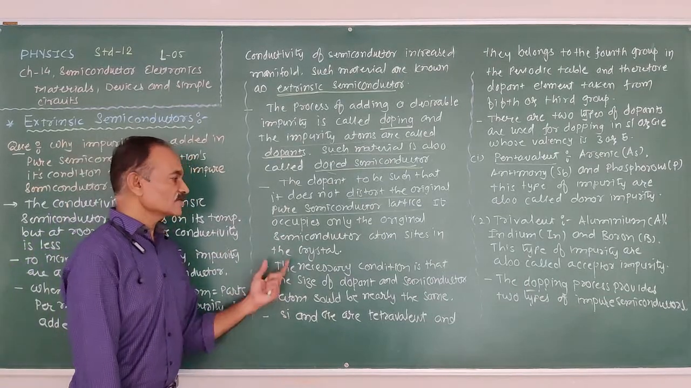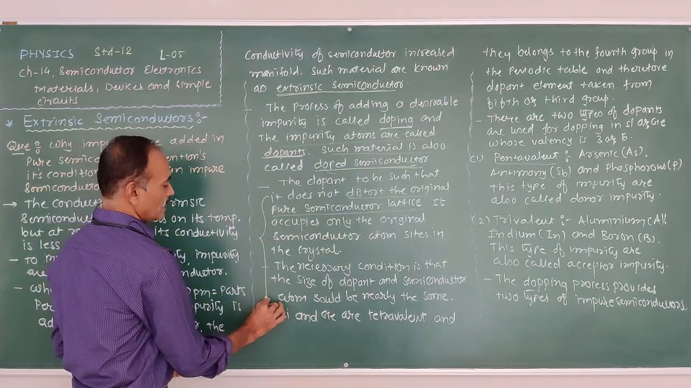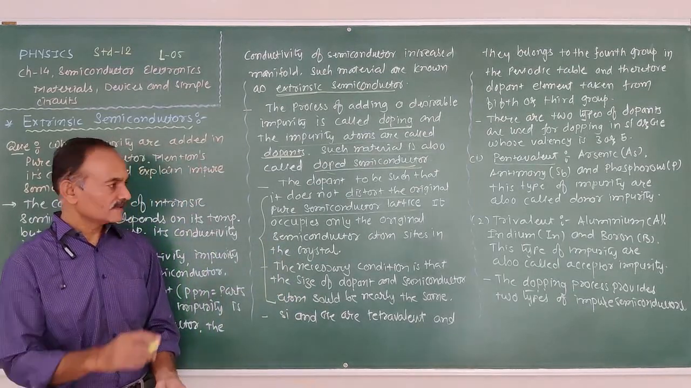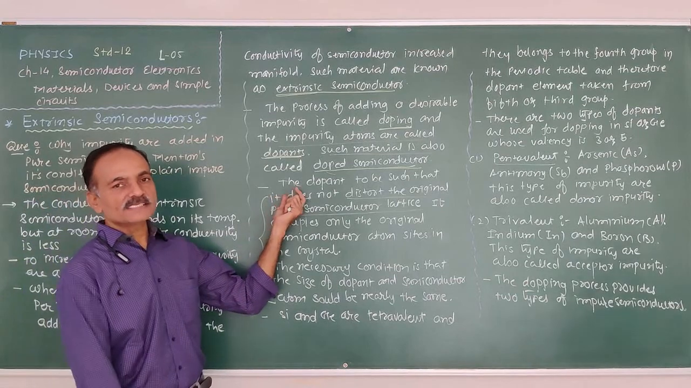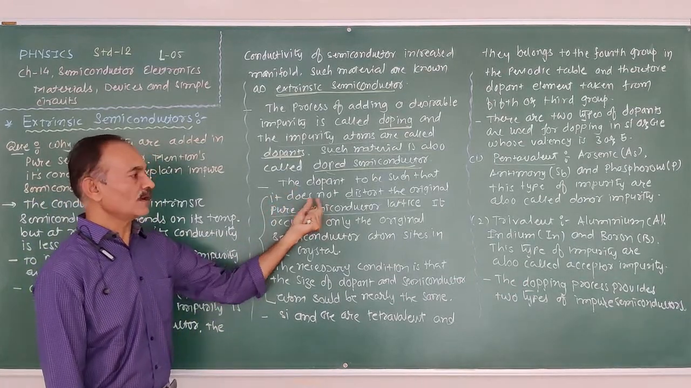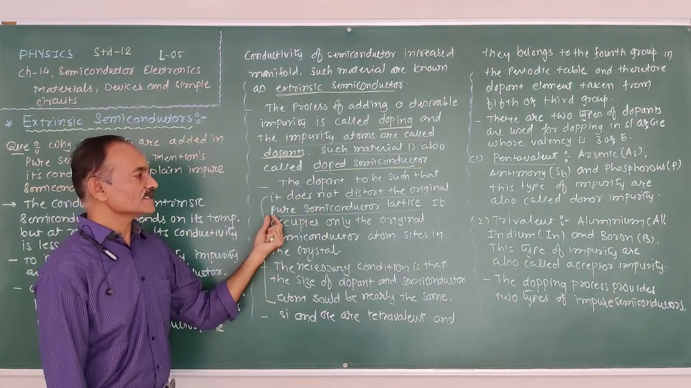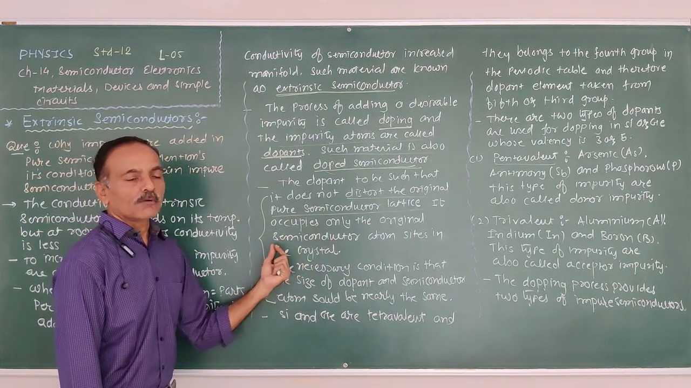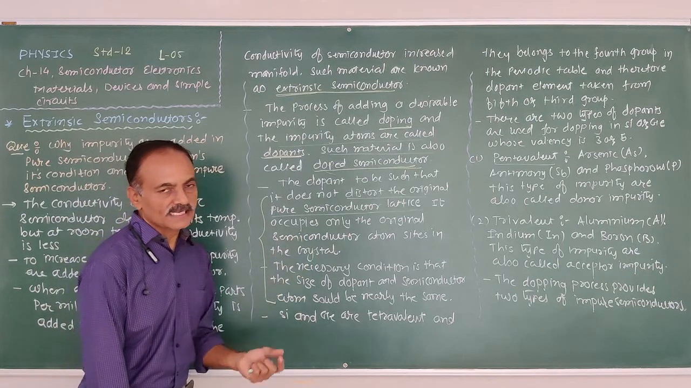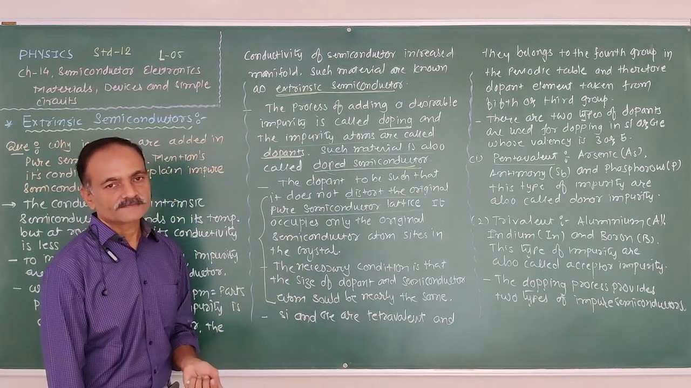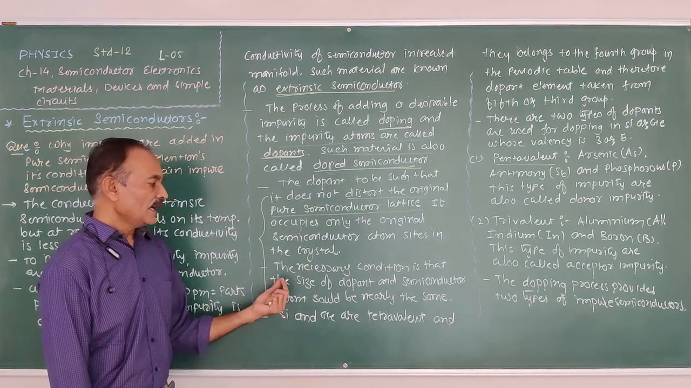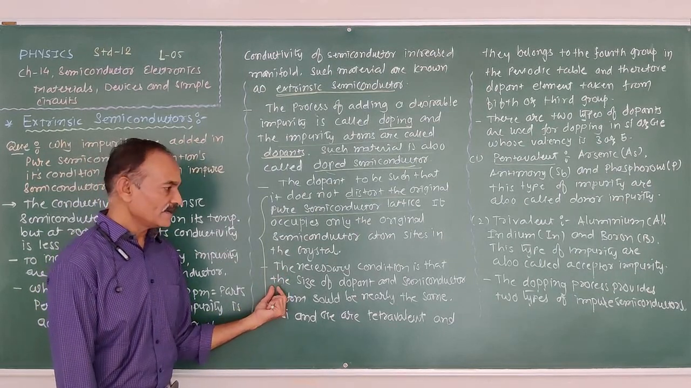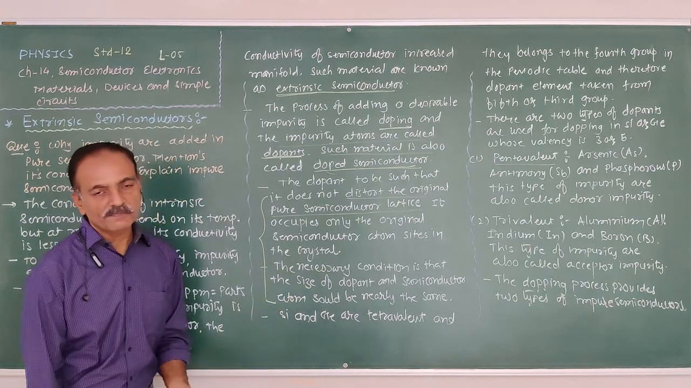Right? So there are two conditions to select the atoms as an impurity. Again, the dopant must be such that it does not distort the original pure semiconductor lattice. It occupies only the original semiconductor atom sites in the crystal. And the necessary condition is that the size of the dopant and semiconductor atoms should be nearly equal.